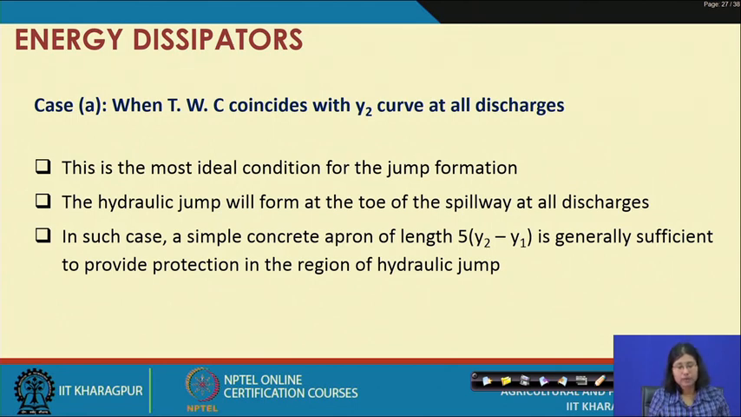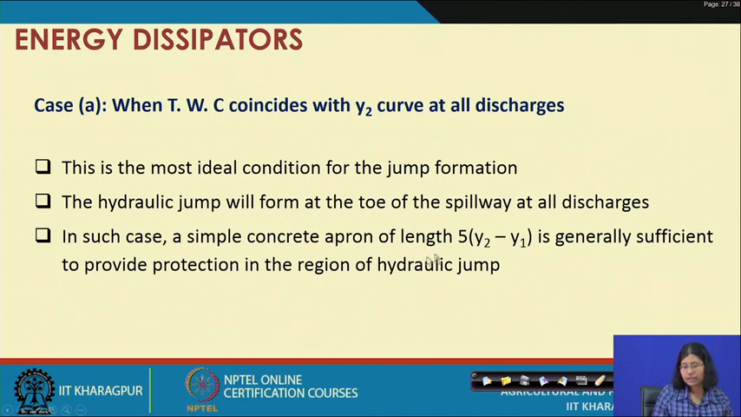So, we will first go for case 1, when both the graphs are coinciding, when TWC coincides with the Y2 curve at all discharges. This is the most ideal condition for the jump formation. The hydraulic jump will form at the toe of the spillway at all discharges. And in such a case, a simple concrete apron of length 5 times (Y2 minus Y1) is generally sufficient to provide protection in the region of the hydraulic jump.